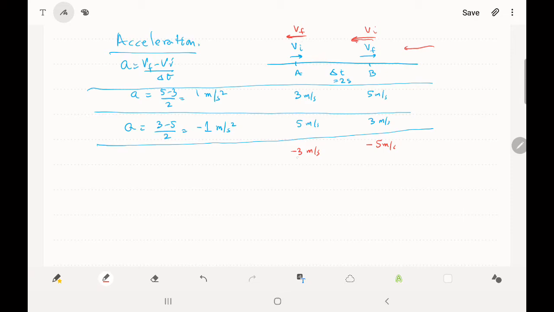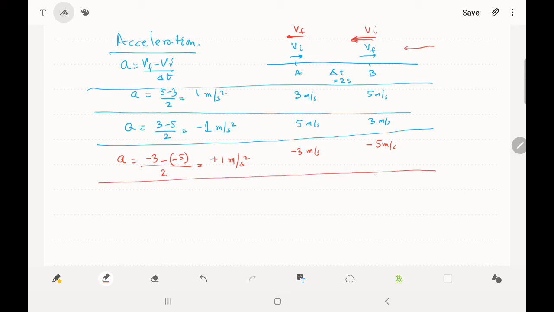So it's slowing down. Now the acceleration in this case is going to be final minus initial, and the final is minus 3, and the initial is negative 5. So negative 3 minus negative 5 over 2. Time would always be positive, well, in most cases. So it's minus 3 minus minus 5, so it becomes plus 5 minus 3, so it becomes plus 1 meter per second squared. So the acceleration is positive even though it's slowing down.